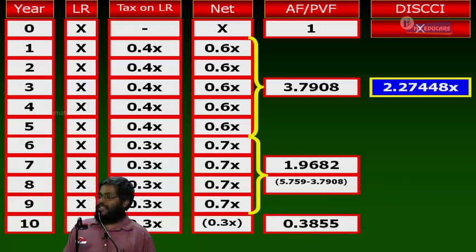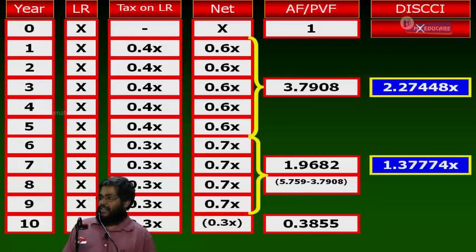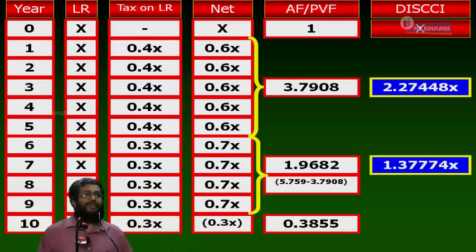1.9863 into 0.7x gives how much? 1.3774x. Next.